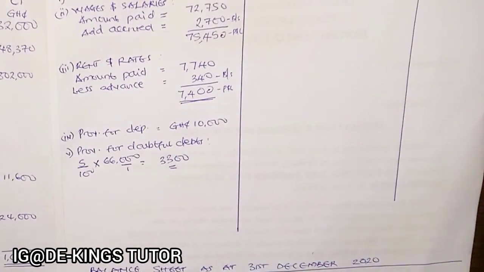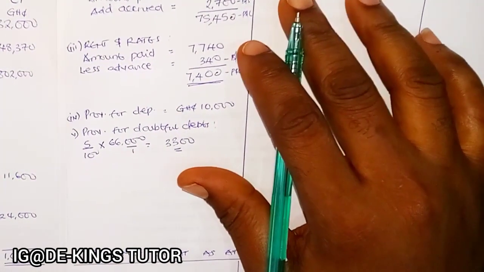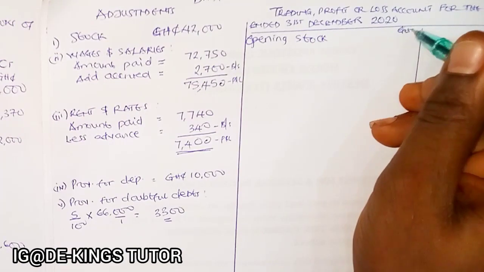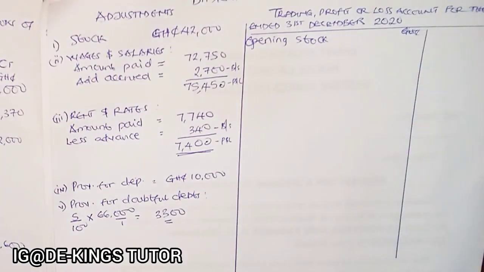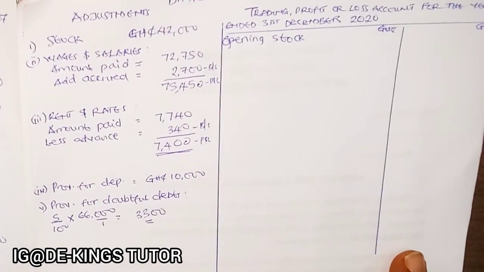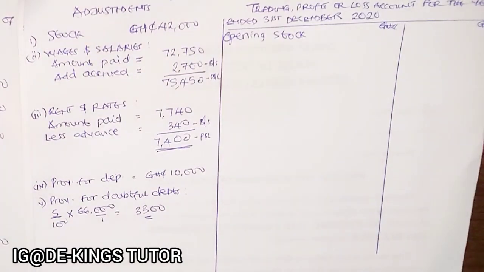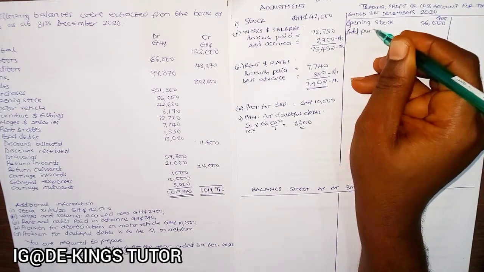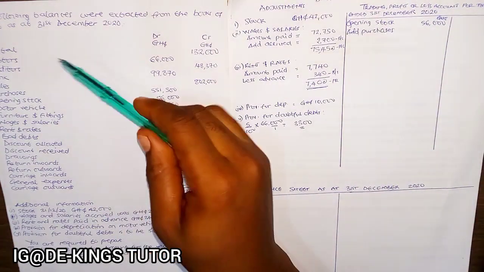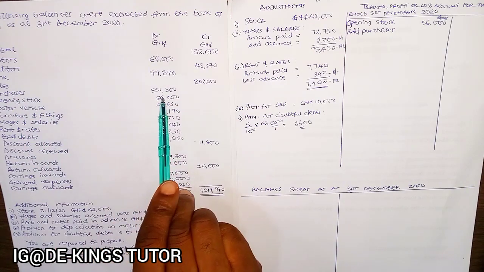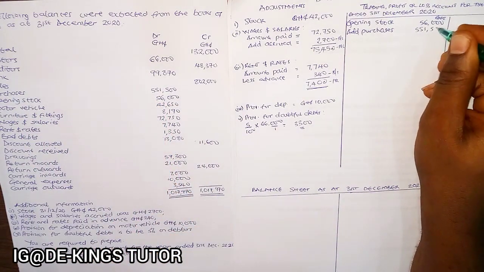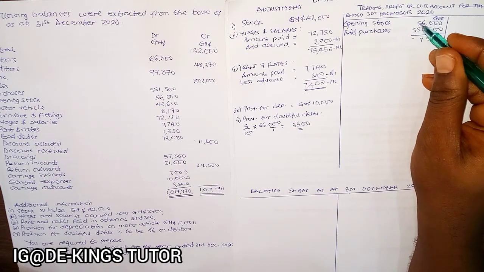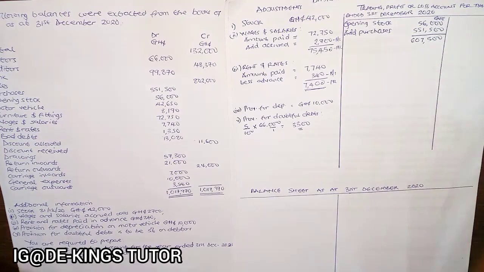Now let's start posting in the normal trading profit and loss account. So the first thing that will come here is our opening stock. Opening stock is here 56,000. Now we have add purchases. What are purchases here? Purchases is 551,500. So this will give us 500. This is 7. 5 plus 5 is 10. 0 carry 1. That's 607,500.